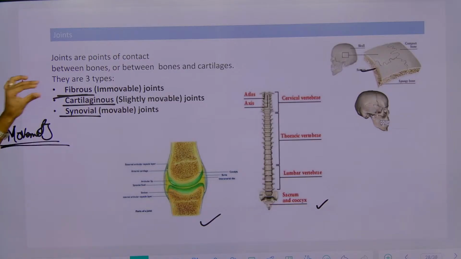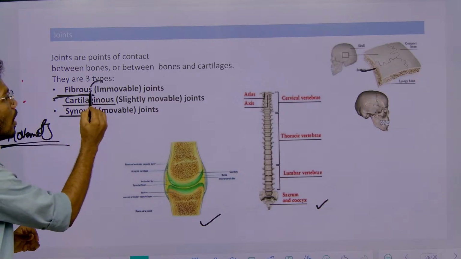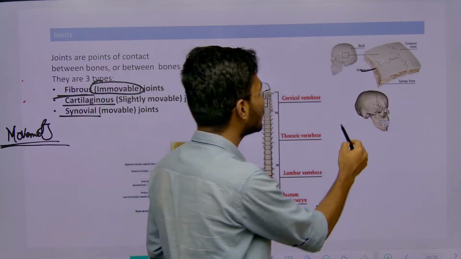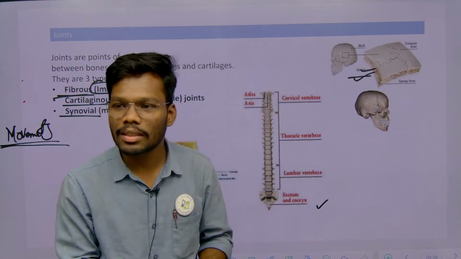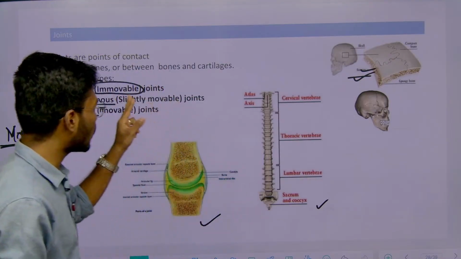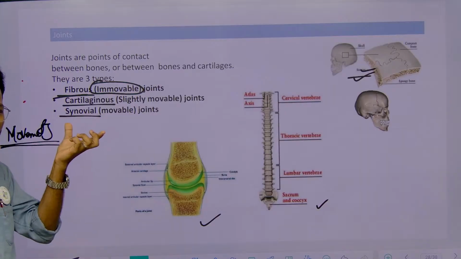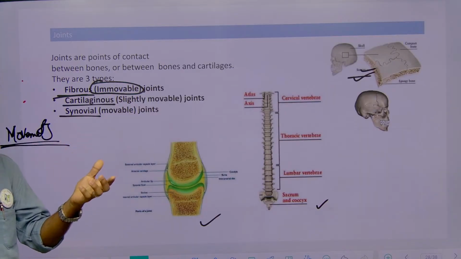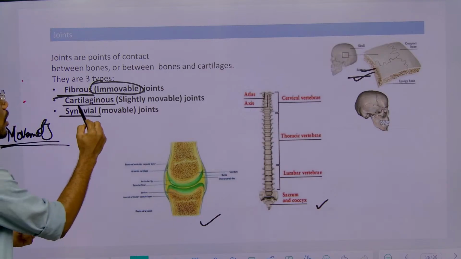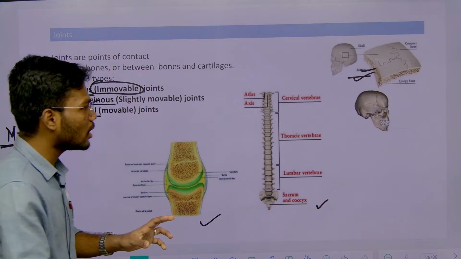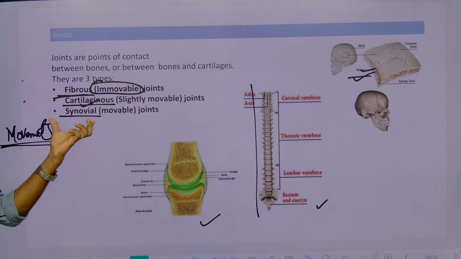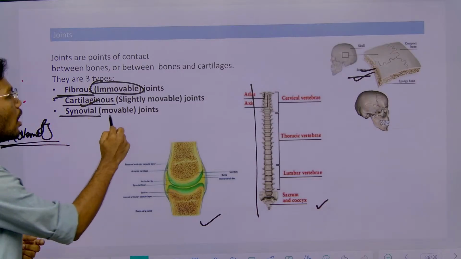If you see the fibrous joints, these are what? Immovable. They cannot move. The example is skull bones. These skull bones never move. So these immovable joints are fibrous joints. Whereas there are some joints which can move slightly. Only 50% of their capacity they can move. So those are called what? Cartilaginous joints. They are exclusively present in the vertebrae, right?